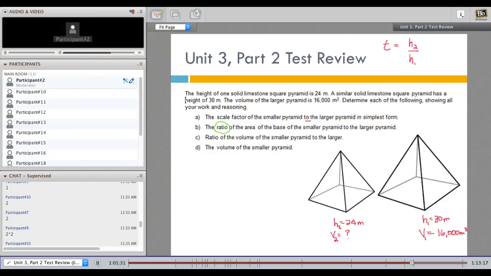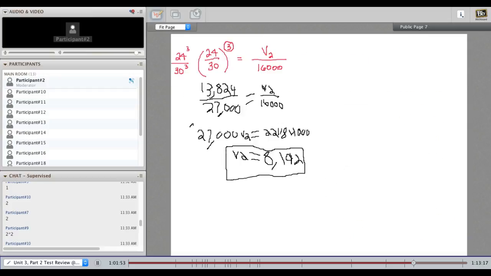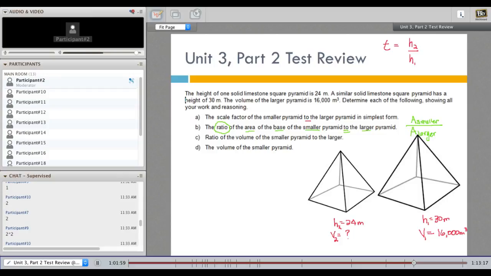Okay, and it tells you here what the fraction should be. Well, it's the area of the base of the smaller pyramid to the larger pyramid. So we want the area of the smaller over the area of the larger, and that's going to be our ratio. That's going to be our answer. Okay. One thing that's going to help us, let's see, volume 2, 8192, just from Part A.